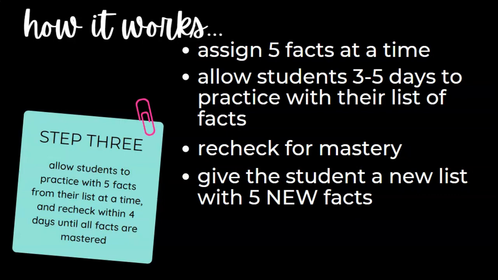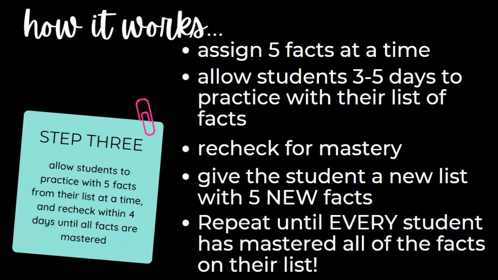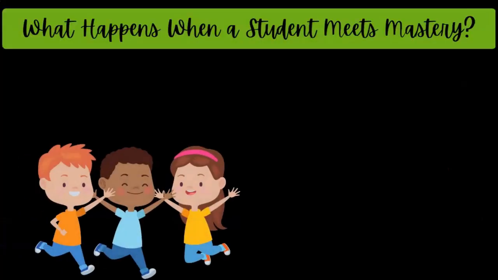Each new list you assign should be 5 fresh facts, with the exception that the student doesn't need to practice with very many facts and there aren't enough on their list to give them 5 new facts at each recheck. And then you're going to repeat until every student has mastered every fact on their list.